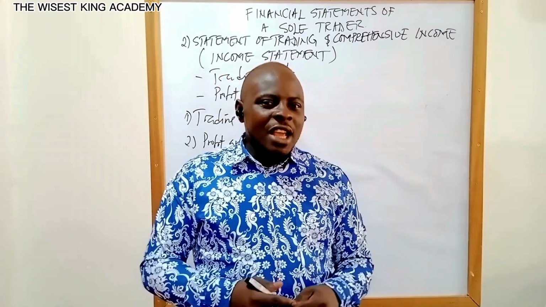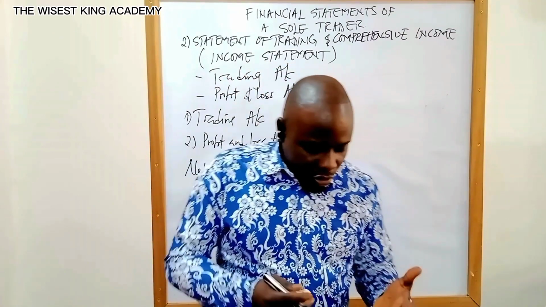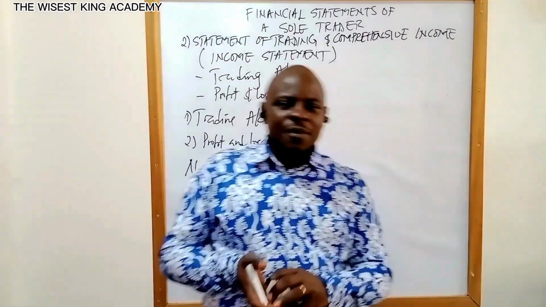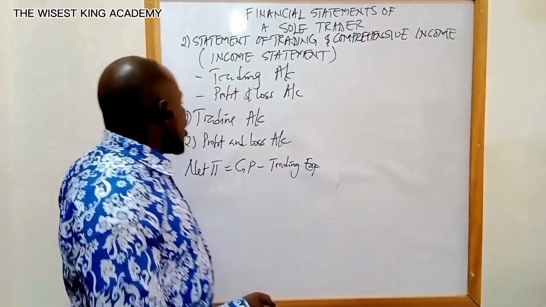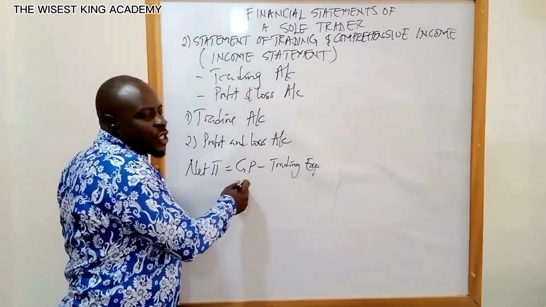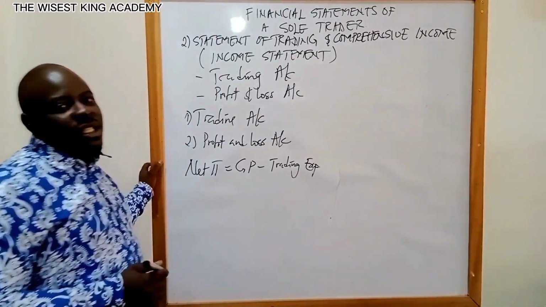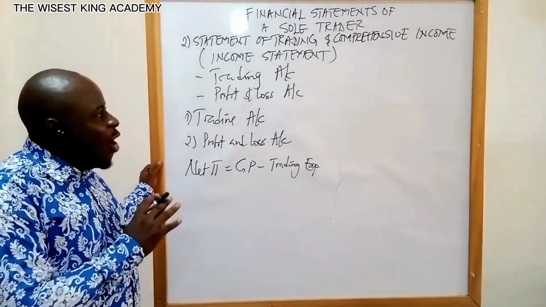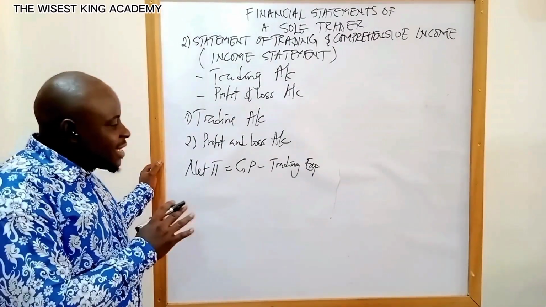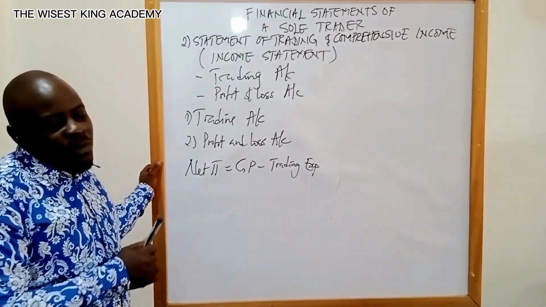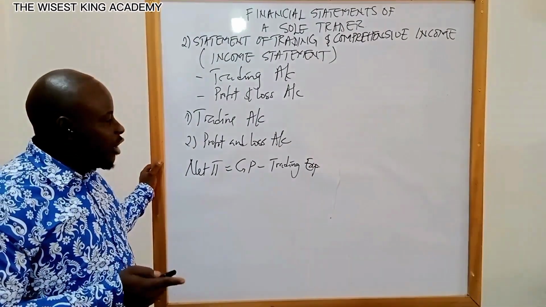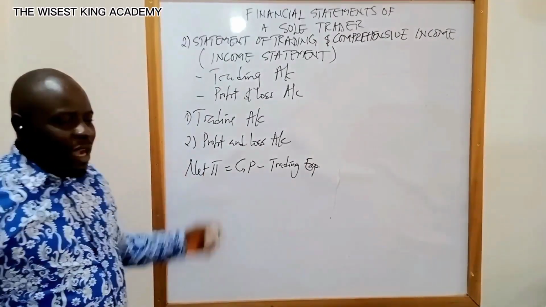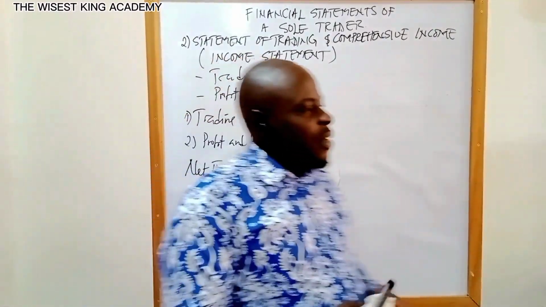If there are other incomes, for example, rent receipt, discount receipt, commission receipt, these incomes are added to the gross profit before the expenses are subtracted. I repeat, if there are other incomes, these incomes are added to the gross profit before the trading expenses are subtracted. Now, when we take the difference, we have actually our net profit.